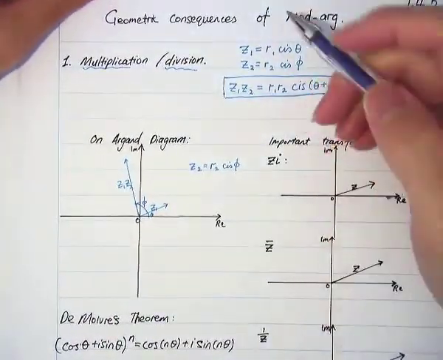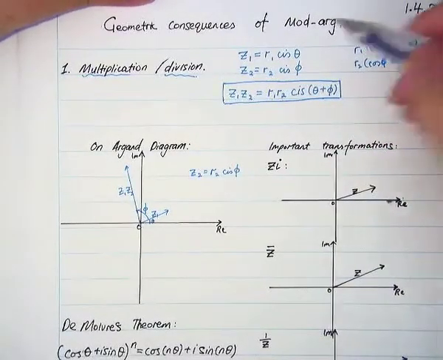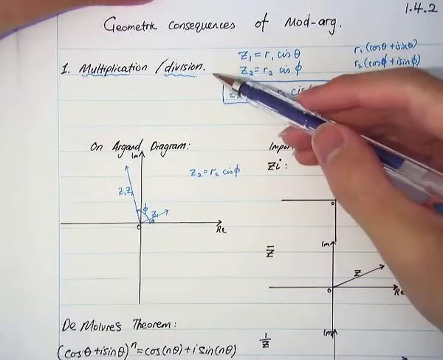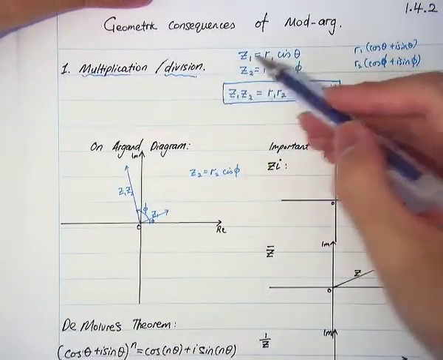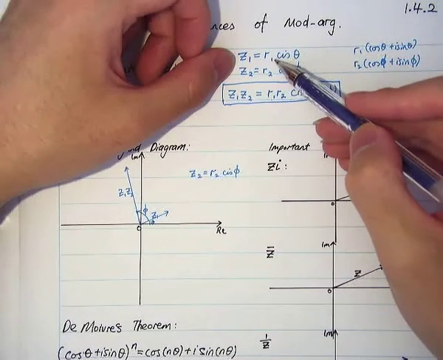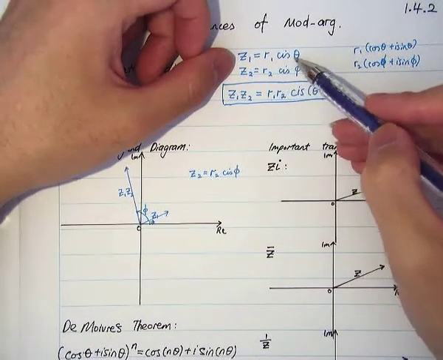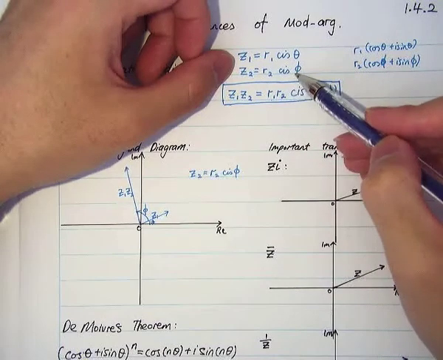Now that we've introduced the modulus argument form, I want to talk about why it's so important. Firstly, its consequences in multiplication and division of complex numbers, as well as geometrically what they look like. To begin with, let's say we had z1, the first complex number, having a modulus of r1 and an argument of theta, and the second complex number, z2, having r2 cis phi.